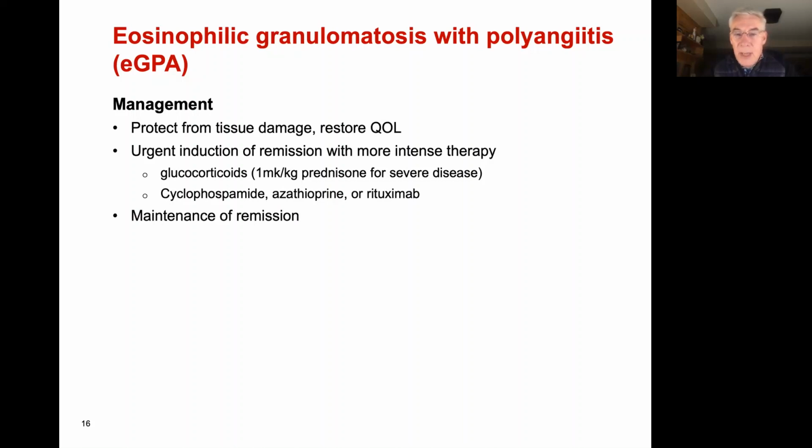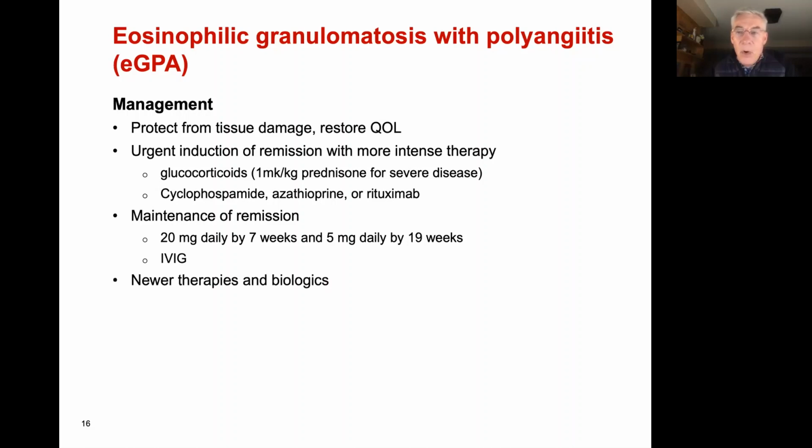And then as soon as a remission appears to have been successfully induced, the question is of maintaining that remission, tapering down the glucocorticoids over some period, sometimes using IVIG, or increasingly frequently nowadays, some of the other biologics and other therapies that are newly on the market or are still in clinical development out there. And I will talk to you really briefly about the IL-5 class of agents.